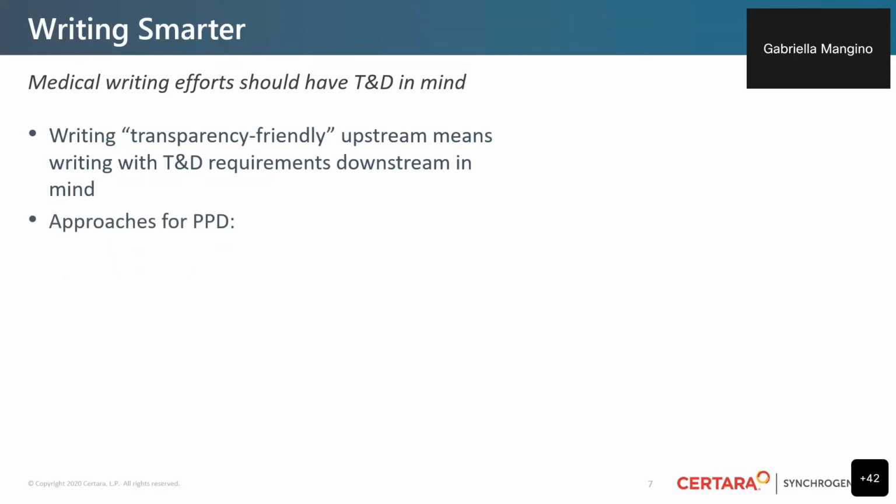So let's look at some approaches for how we can deal with PPD within our original clinical documents and how we can populate those within our templates with that T&D friendly writing in mind. So the first item we really want to always think about, emphasize, it should be on the forefront of our minds as we're writing in our templates, is we want to reduce or eliminate gender-specific pronoun references. So this would be he or she throughout a patient narrative, for example. Instead, we want to use they or the subject, the participant, the patient.